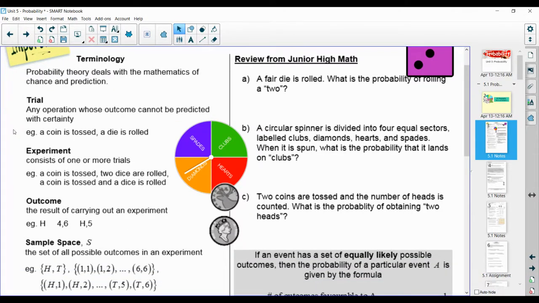So some terminology that you would have used back in junior high. We would have talked about trials. So a trial is an operation where the outcome cannot be predicted with certainty. So a coin is tossed, a die is rolled. We can calculate the theoretical probability, but the trial is when we're actually doing the experiment. And then the experiment consists of 1 or more trials. So tossing a coin 5 times or rolling a dice 6 times and so on. So that would be the experiment.